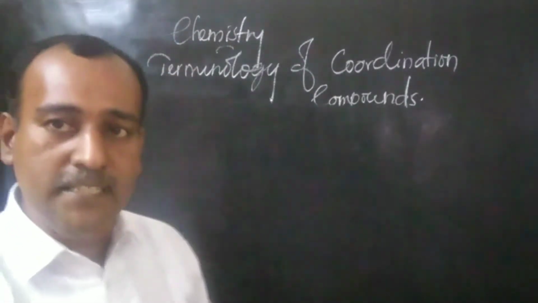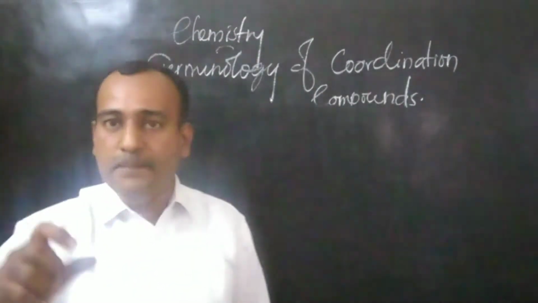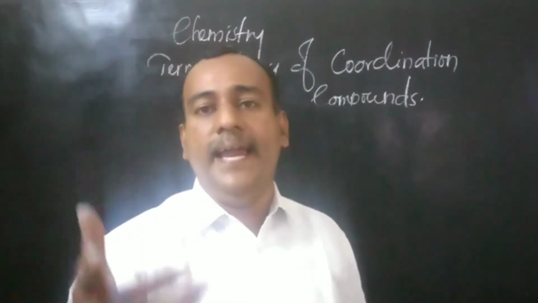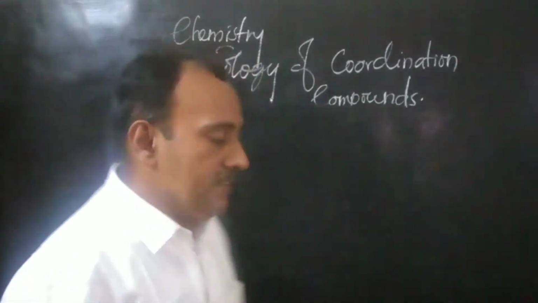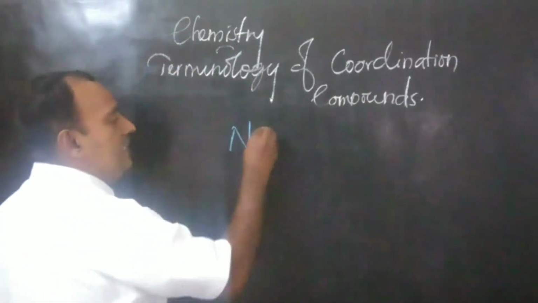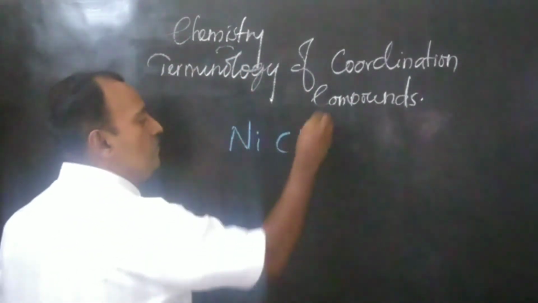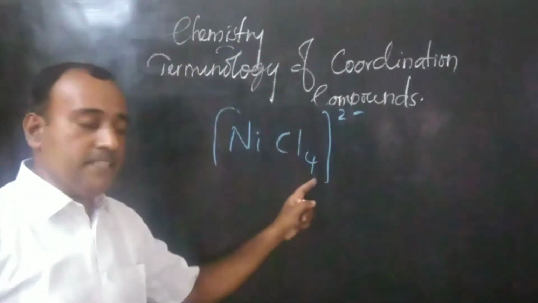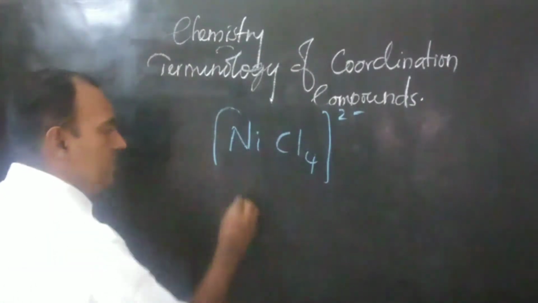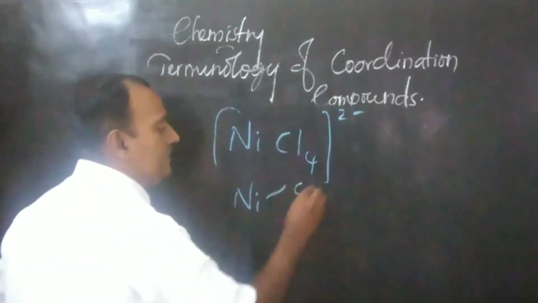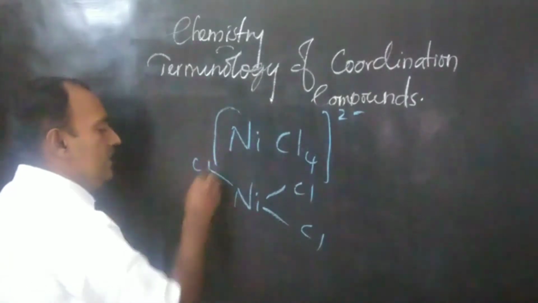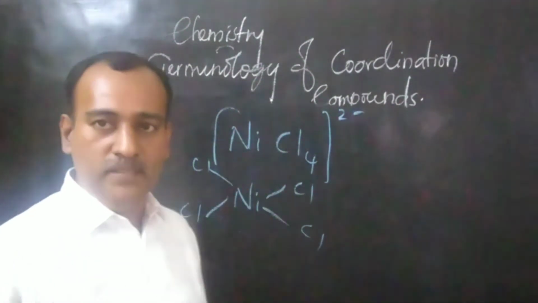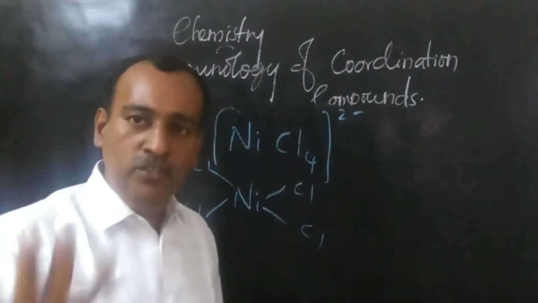What do you mean by coordination number? The number of chemical bonds formed between the central metal atom and ligand. Just consider this example, [NiCl4]2-. How many ligands are present? 4 ligands are present. So Ni, Cl, Cl, Cl, Cl. So 1, 2, 3, 4. 4 bonds are formed. So the coordination number is equal to 4.